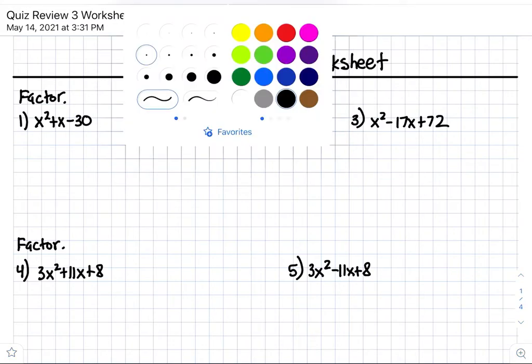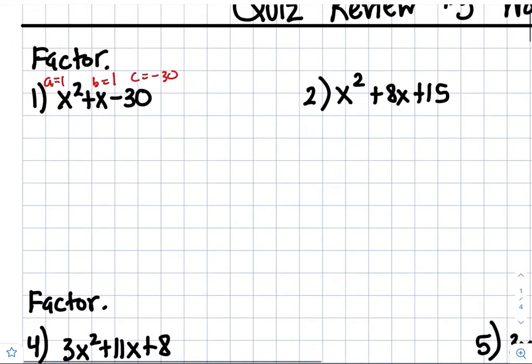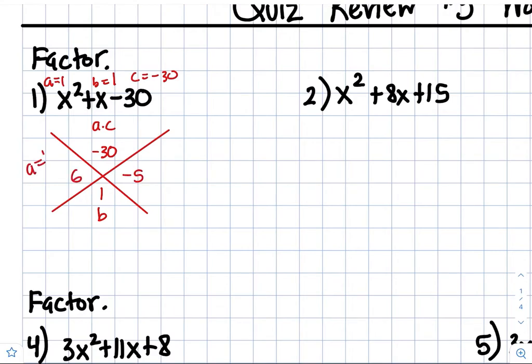So for number 1, we have to factor. Remember, your A value is 1, your B value is 1, and your C value is negative 30. So my suggestion would be to use your X method. A times C up top, B on the bottom. So A times C is negative 30. B is 1. Two things that multiply to negative 30, but when added give you 1. That's 6 and negative 5. And since A is equal to 1, that means our factors are just going to be x plus 6 times x minus 5.